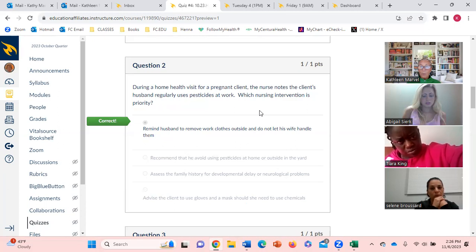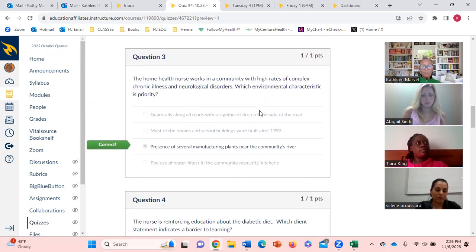Correct, and to protect her from the toxins he brings, he must remove the clothes outside of the house because he is working with them regularly. Correct. Did anybody select B? B is a common answer that students will select. It's not that B is incorrect, it's which is a priority. So the priority is A. Make sense?